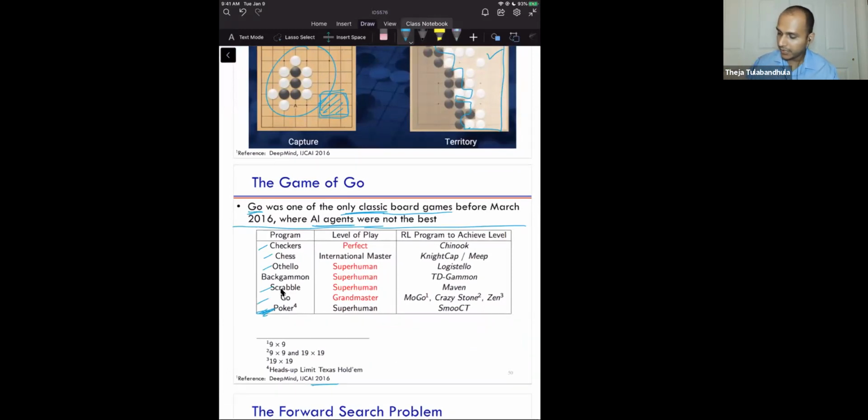The bottom figure here is showing what the state-of-the-art RL programs, programs based on reinforcement learning, were, and what their level of play was. For example, in chess, we have really strong chess playing software which beats humans all the time. But RL based programs were at this level. This gives a sense of where RL itself could get you. But we're going to focus on Go, because in Go, forget about RL, no computer agent at that point of time could beat the best human player.